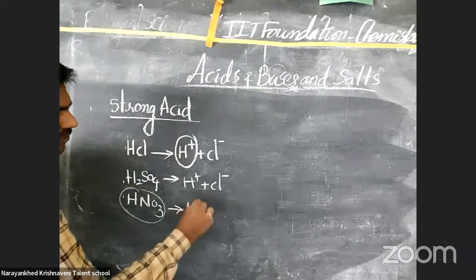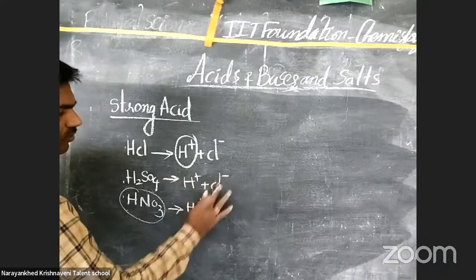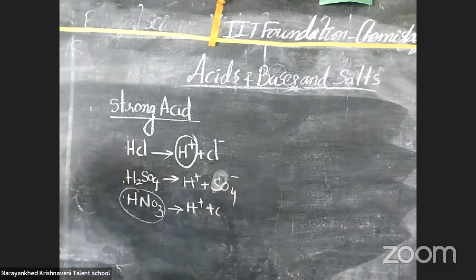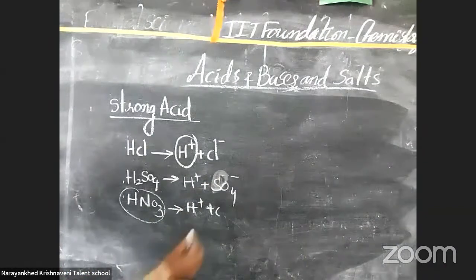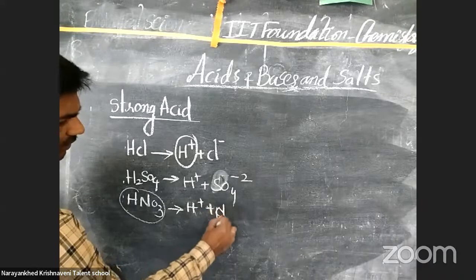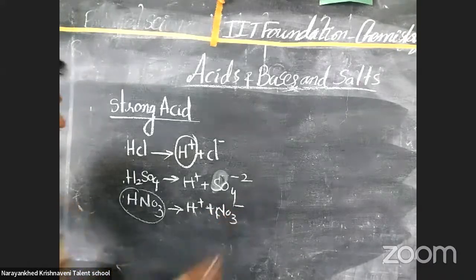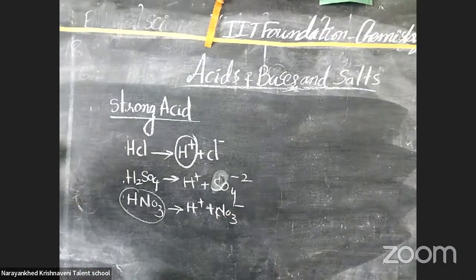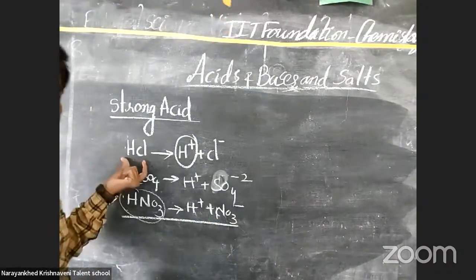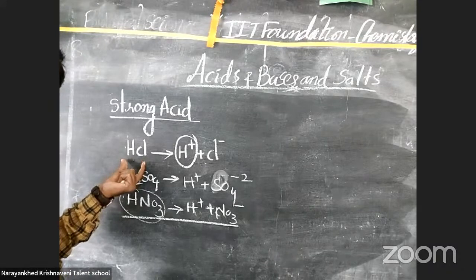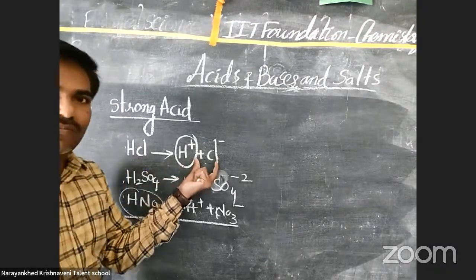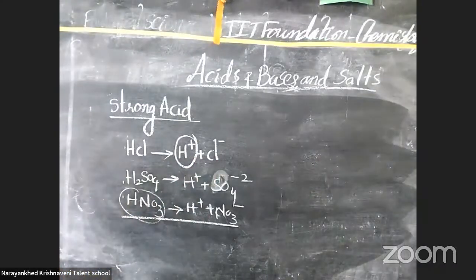Okay, H plus as well as, sorry, here SO4 2 minus. Okay, clear or not, all the students? And here H plus NO3 minus. Okay, clear or not, all the students? This is only about our dissolving nature. It means when we take it into the water, it will be H plus as well as Cl minus. That is called the ionization process.